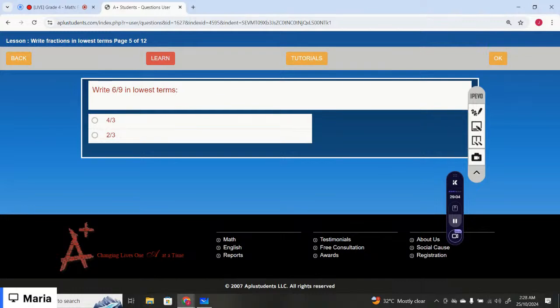Very good. That is 4, 2 over 3. 3 times 2 is 6 and 3 times 3 is 9. 3 is the greatest number that can divide 6 and 9. So you need to divide them by 3. 3 times 2 is 6 and 3 times 3 is 9. That is 2 by 3.